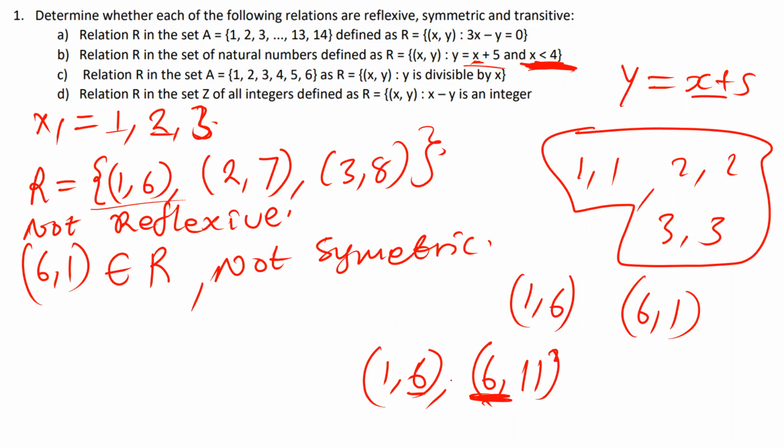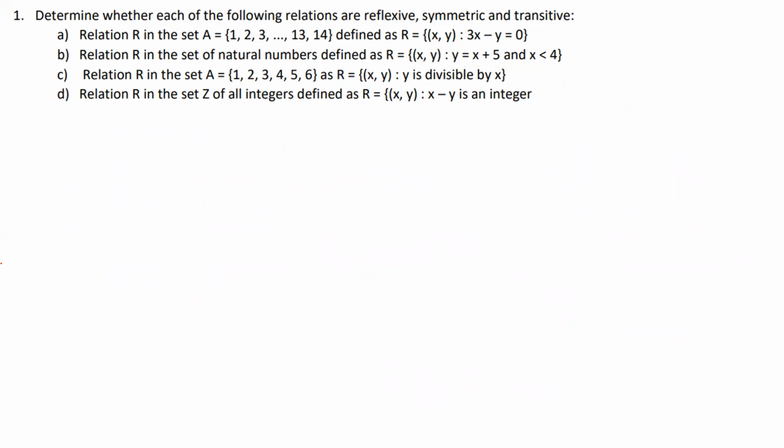Okay, let's look at C. For C, we have the relation in the set A, which has been given like that. And then R, according to them, should be in the form (x, y), where y is divisible by x. So y is divisible by x.